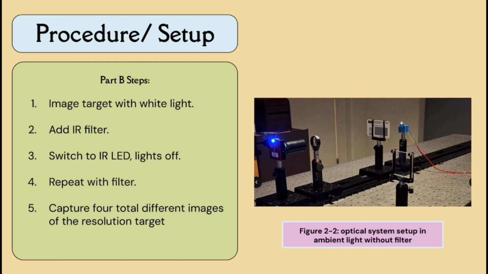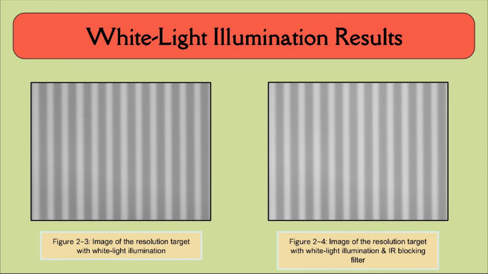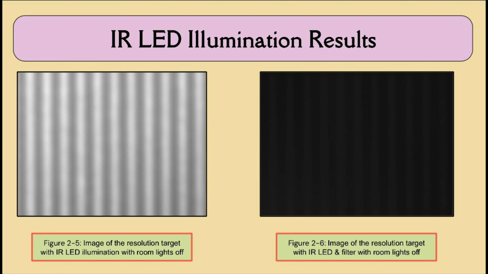We first used white light illumination and then inserted an IR filter. Next, we turned off the lights, used an IR LED for illumination, and repeated the process with and without the IR filter. We captured images of the resolution target under ambient white light. The brightness slightly dropped when the IR filter was added, which showed IR light wasn't significantly blocked. With the IR LED and lights off, we captured another image. This image nearly disappeared when the IR filter was added, which proved that the filter effectively blocks IR wavelengths.